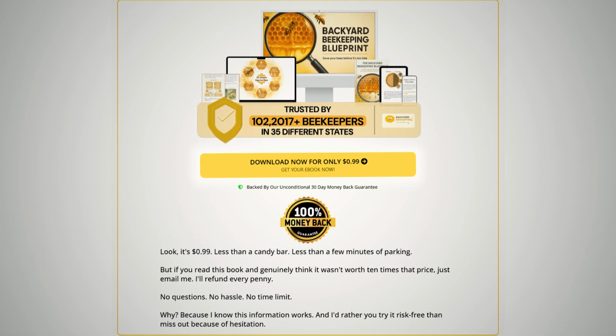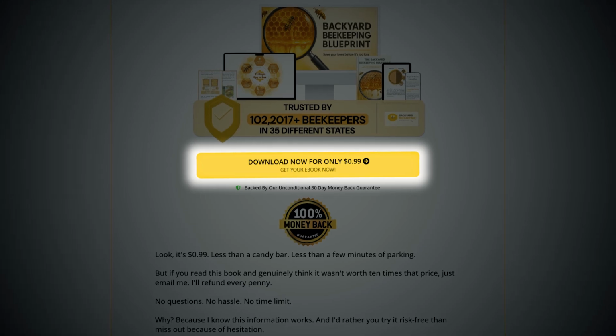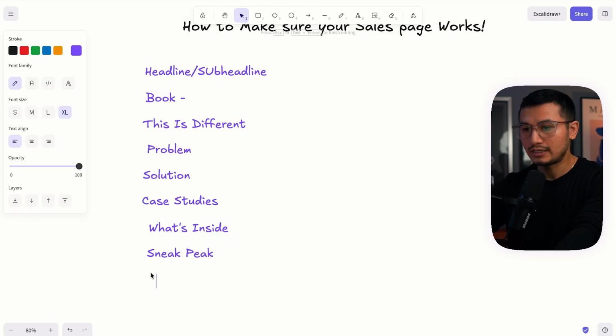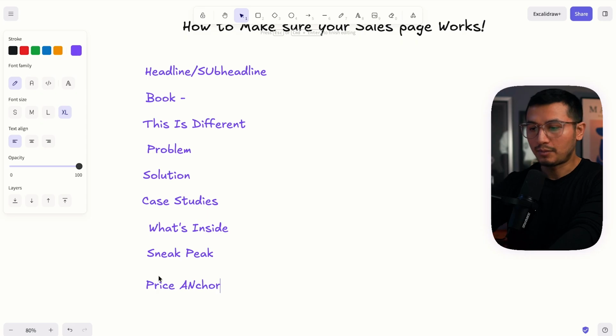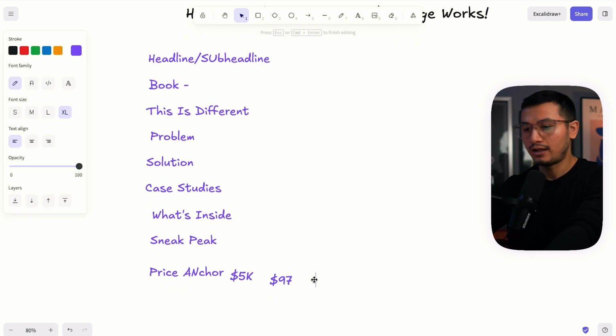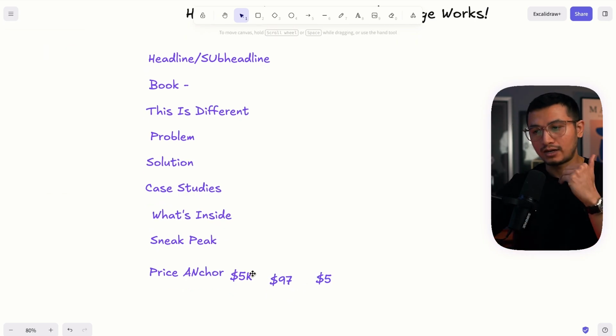And once we have done the sneak peek, then that's when we go into the price anchor. Okay, that's when we're gonna say, oh, this costs $97. This is gonna help you XYZ. If the problem was solved, right? How much is that problem worth to you? It's probably worth $5,000, but we are selling this book on Amazon for $97, right? But for today, you're gonna get it for $5. That's how we're gonna anchor the price.